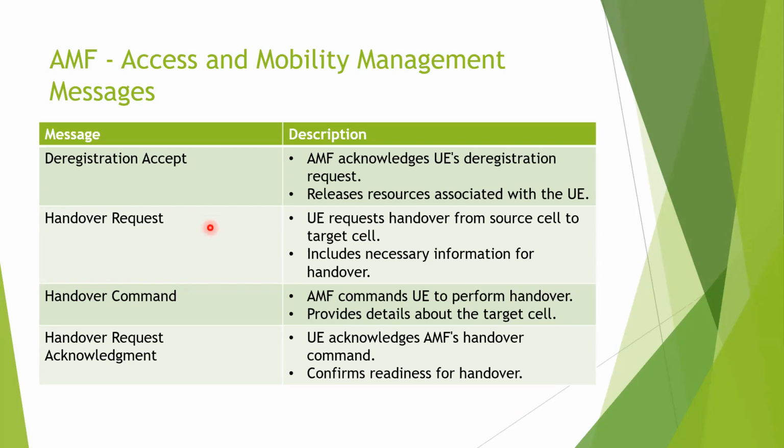Then there's the handover request, where the UE requests a handover from the source cell to the target cell and includes the necessary information for the handover. And then you get a command, where the AMF commands the UE to perform the handover and provides the details related to the target cell. And the last thing is the acknowledgement, where the UE acknowledges the AMF command.